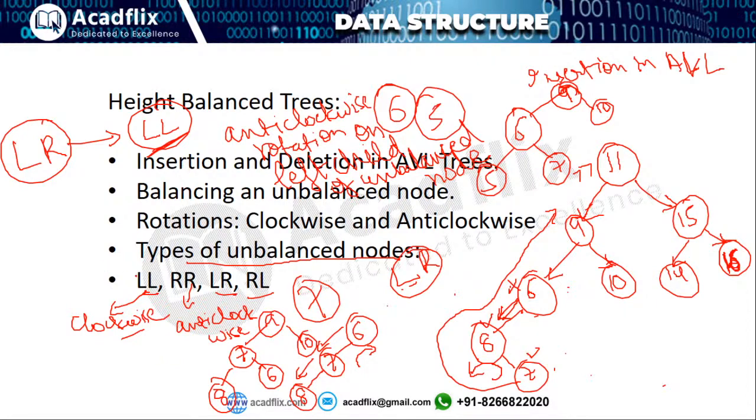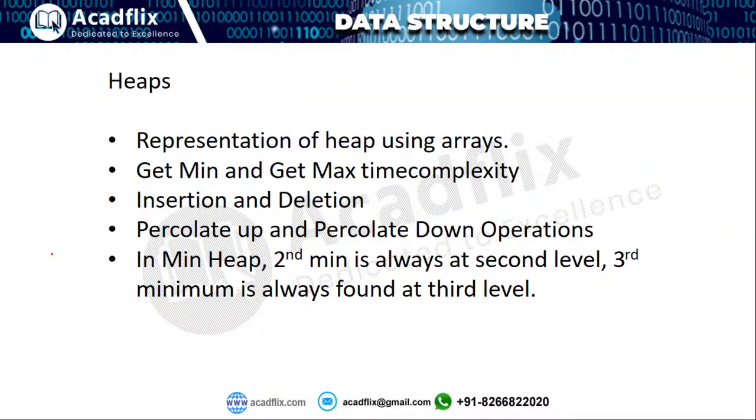So I hope that I was able to simplify this, how you balance an unbalanced node if it is of type LL or RR or LR or RL. Fine. So I just hope that I was able to make them easy.